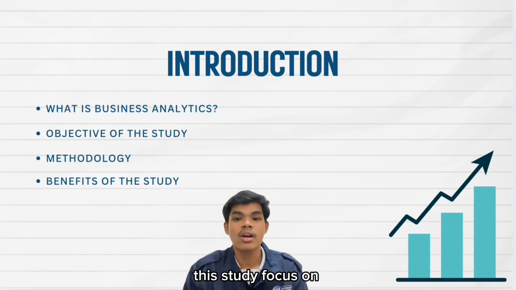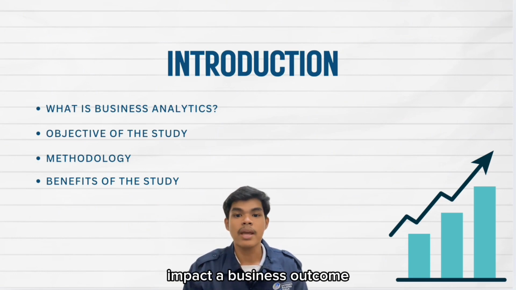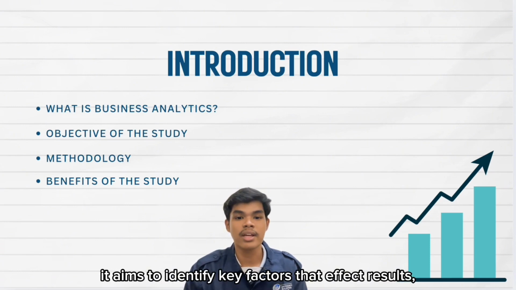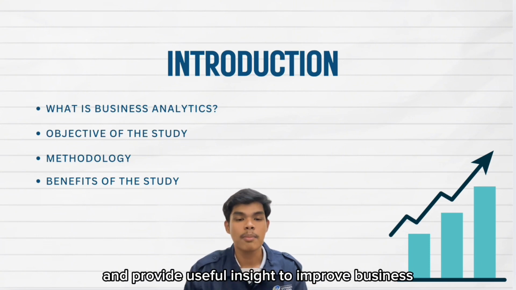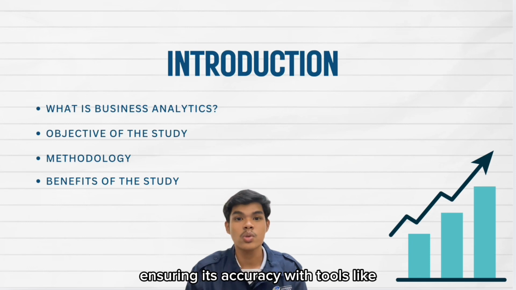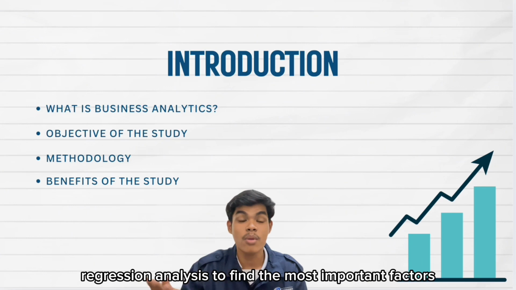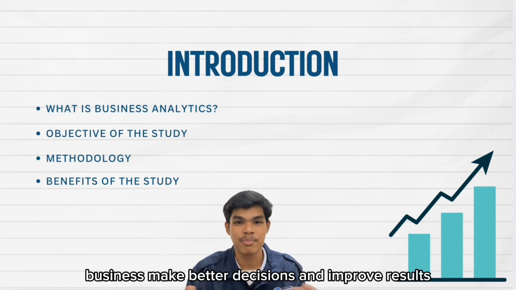This study focused on understanding how certain factors called independent variables impact a business outcome. Using regression analysis, it aims to identify key factors that affect results, test ideas about these relationships, and provide useful insight to improve business strategies and performance. The process involves collecting reliable data, ensuring its accuracy with tools like Cronbach's alpha, and then using regression analysis to find the most important factors. This will help businesses make better decisions and improve results.